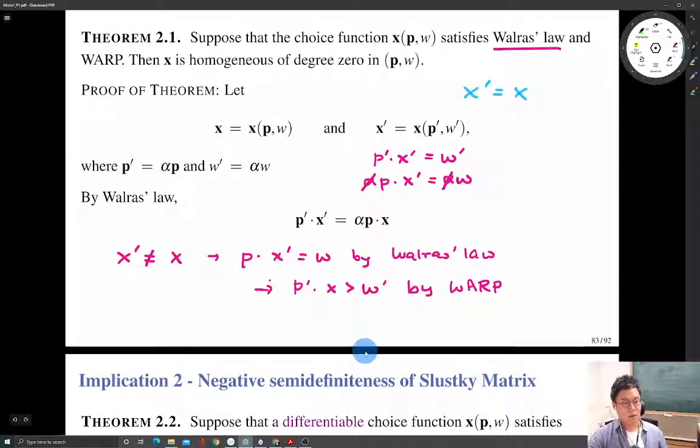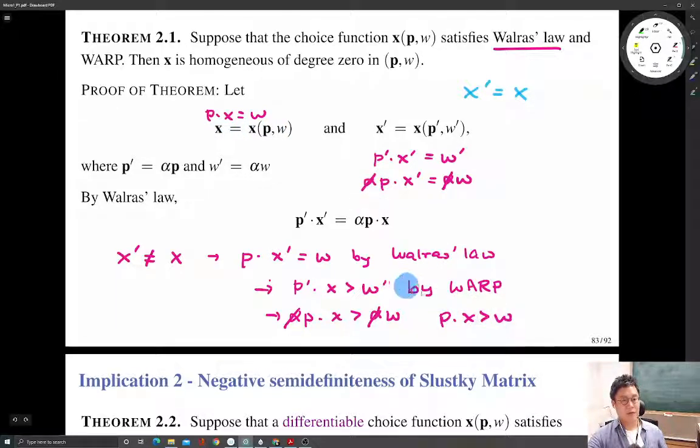But P prime is alpha P and W prime is alpha W. So we can rewrite this inequality as P dot X is larger than W. But that contradicts Walras' law. If we apply Walras' law to X, then we must have P dot X equal to W. Okay, so that is a contradiction with this inequality.